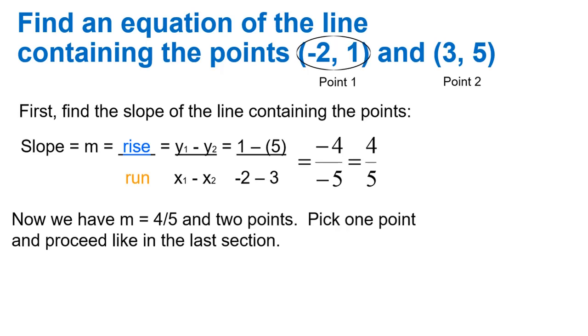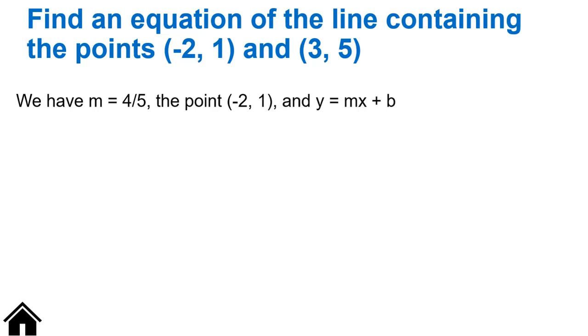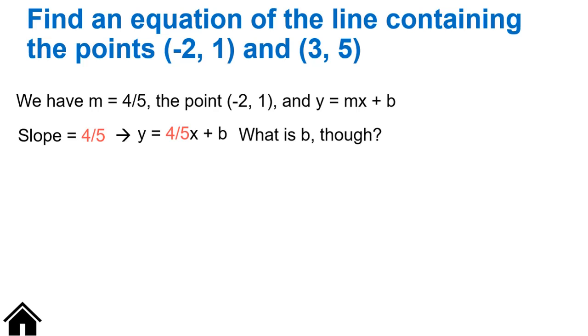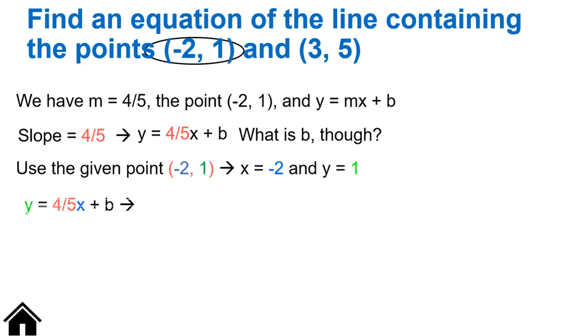So now we're doing like we just did a second ago. Replace the y with 1 and the x with negative 2. Solve for b. Once you know what b is, you've got the slope and you've got the y-intercept, and all you've got to do is write the equation in slope-intercept form. In this case, it's going to be y equals 4/5 x plus 13/5.